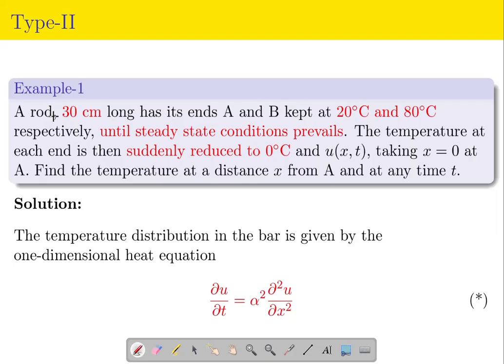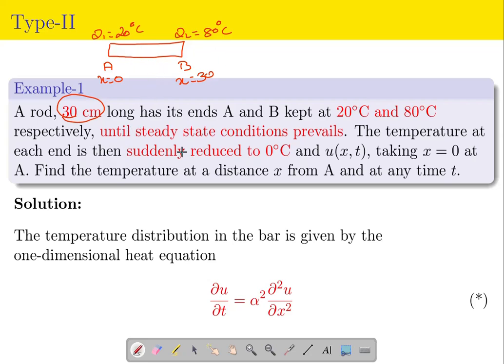So problem number 1. A rod 30 centimeter long has its ends A and B kept at 20 degrees Celsius and 80 degrees Celsius. So let us take a rod with both ends A and B. Here x is equal to 0. The length of the rod is 30 centimeter, therefore this is 30. Here theta 1 is nothing but 20 degrees Celsius, and theta 2 is 80 degrees Celsius. So both ends are at non-zero temperature.